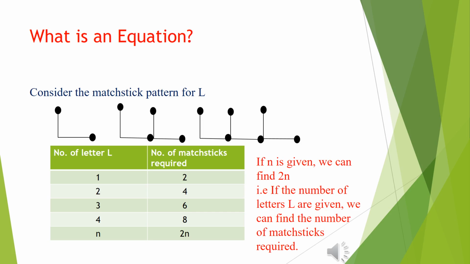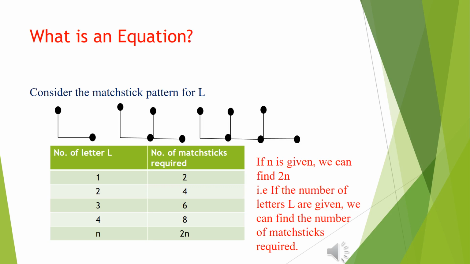Let us recall that in our first session we studied the matchstick pattern. Here let us consider the matchstick pattern for the letter L. If we observe, for making one letter L, we require two matchsticks. For two letters L, we need four matchsticks. For three letters L, we need six matchsticks. And for four letters L, we need eight matchsticks.